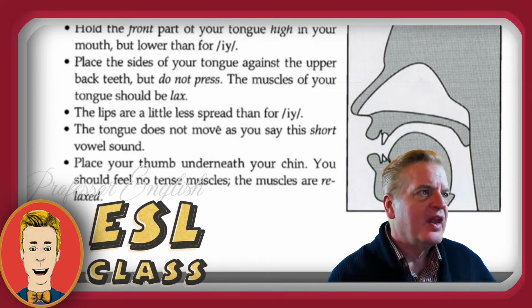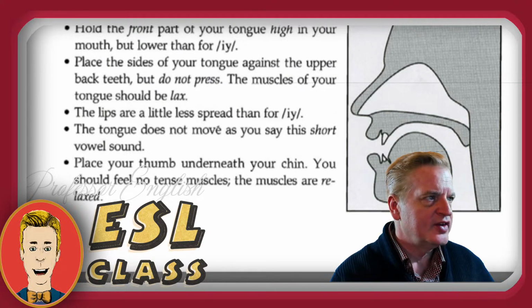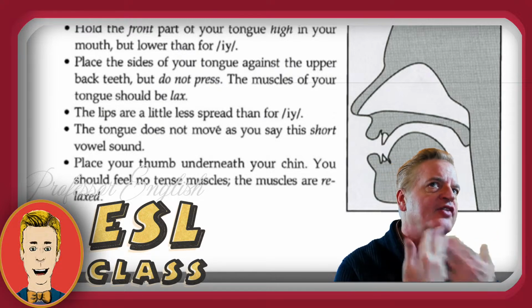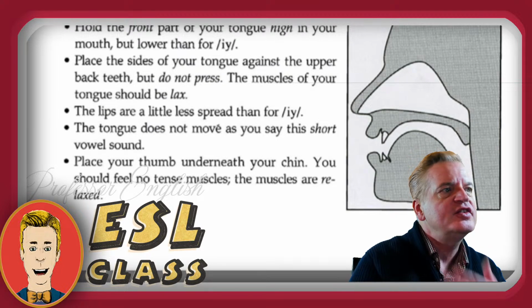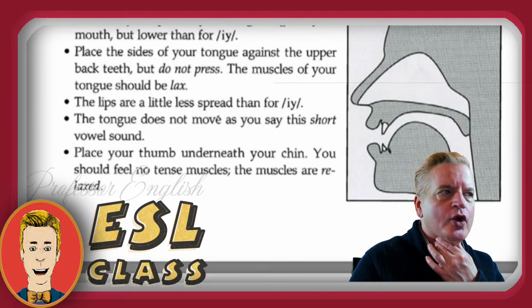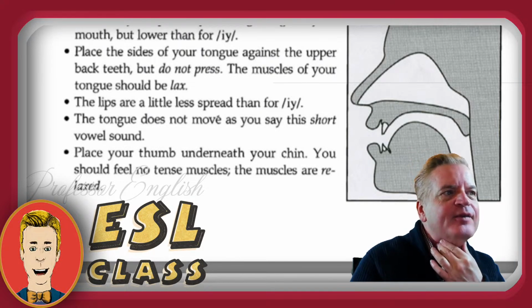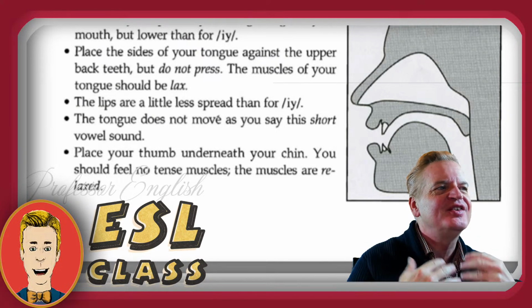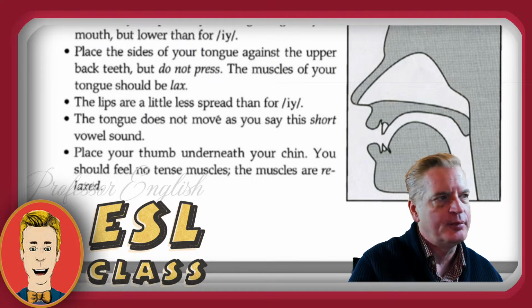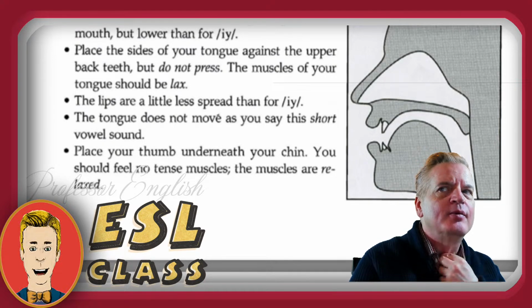The tongue does not move as you say this short sound. So don't move your tongue. I. You just push out some breath from your throat. The tongue does not move as you say this short vowel sound. Place your thumb under your chin. You should feel no tense muscles. So when you say E, there's a lot of tension and pulling. But when you say I, there should be no pulling. It's just some breath coming up from your throat.